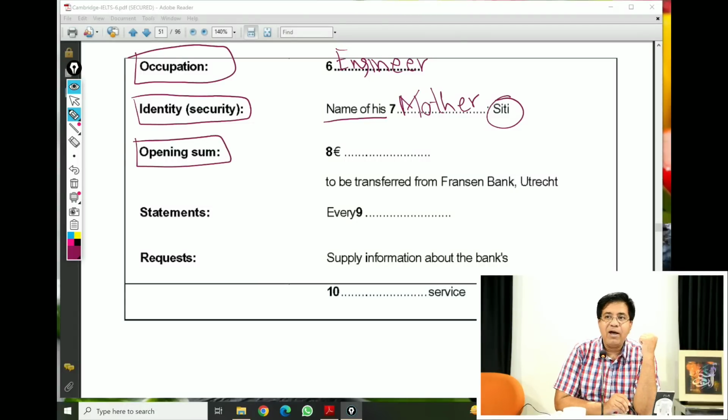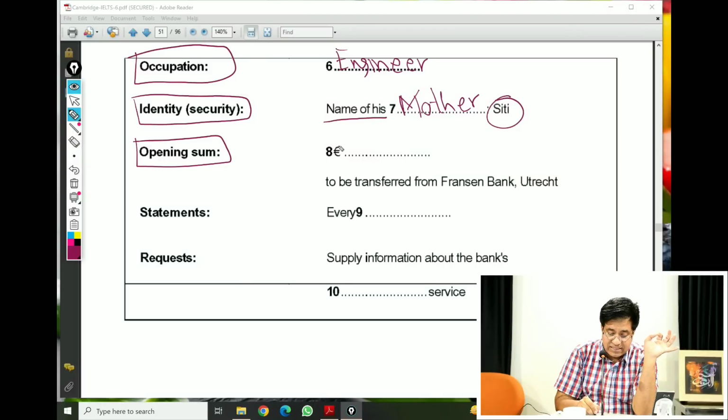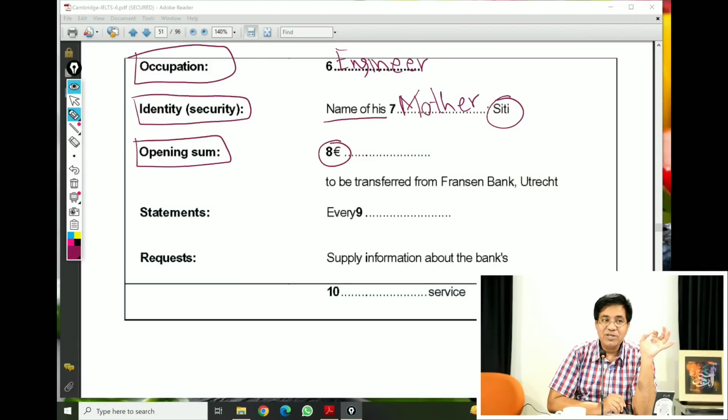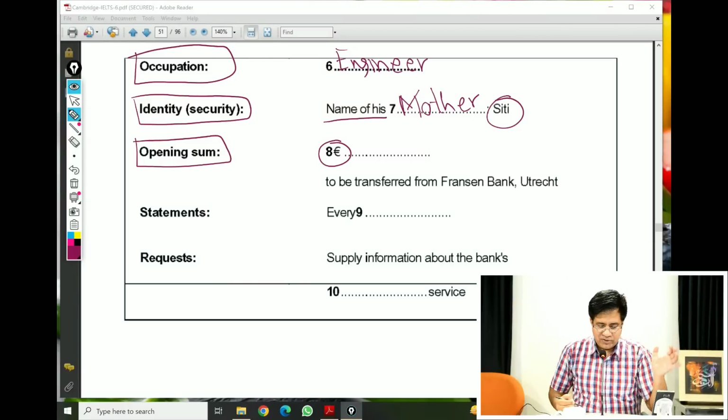You know when you open an account and they say how much money would you deposit in your account, and there is the currency sign. Which currency is that? Euro. So you will not write euro, you will only write the number, whatever they tell you. Okay, now please listen and answer.